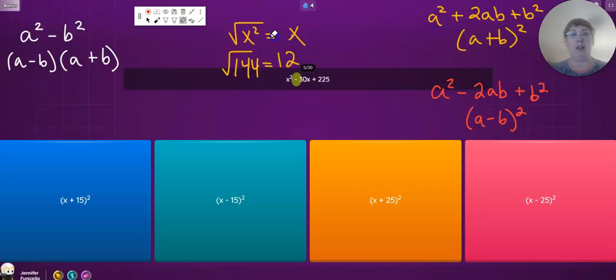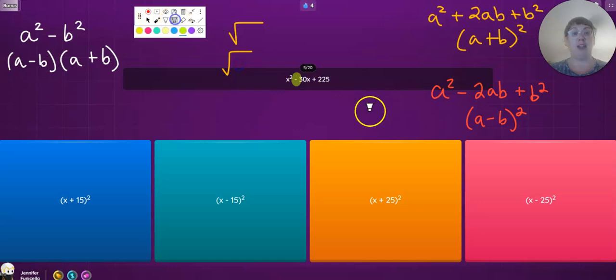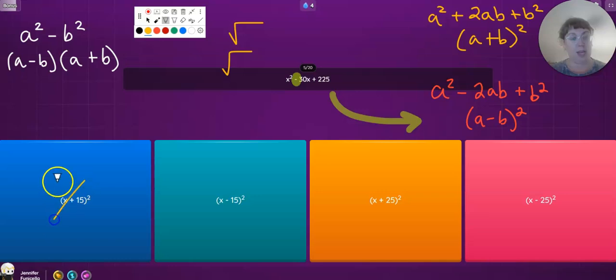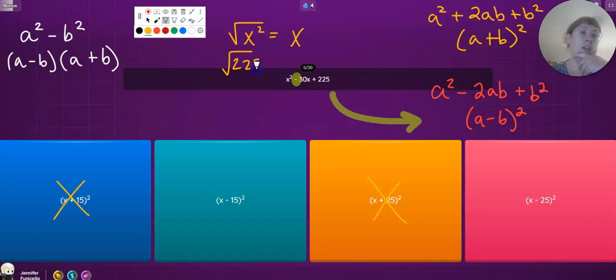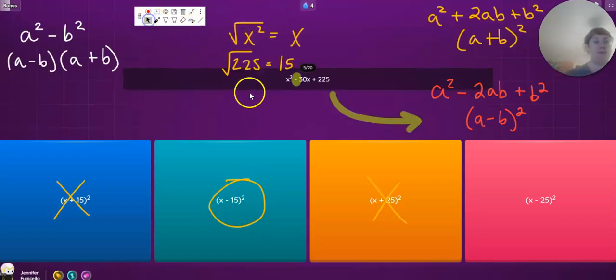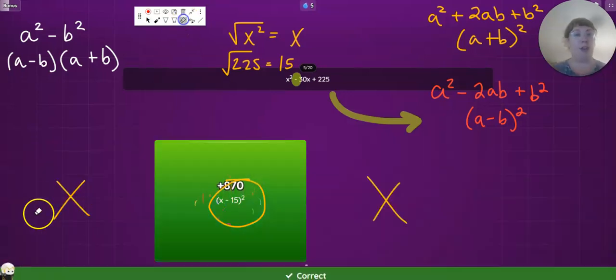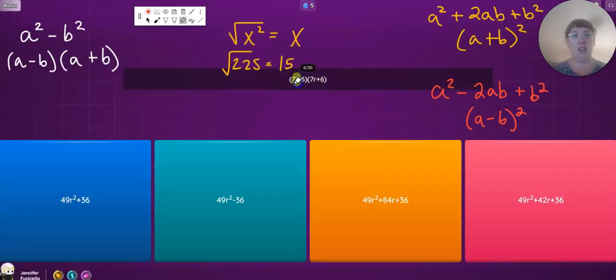Okay, this next one has 3 terms, but we see a subtraction sign. So now we're going to have something minus. So we know it can't be this one, and it can't be this one. So the square root of x squared is x, and the square root of 225 is 15. So we're going to do x minus 15 squared. Beautiful, y'all. Nice job.